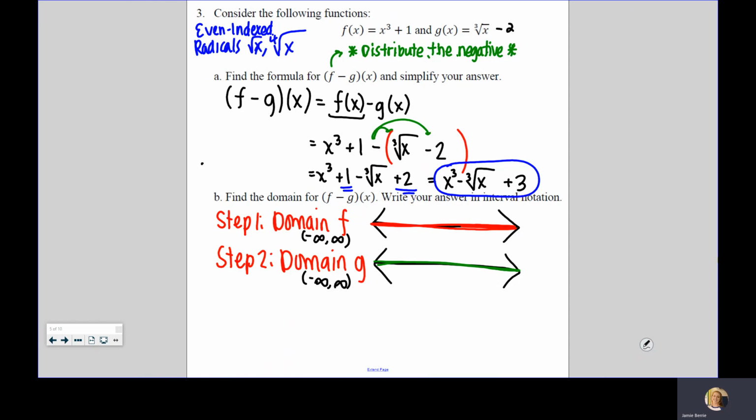All right, now you're just going to find the overlapping part. They're the exact same. So step 3, which is to find what parts they have in common. They have everything in common. So we can just shade the whole number line. And if we're writing interval notation for that, that would be negative infinity to infinity.